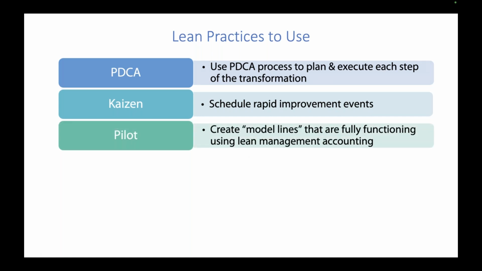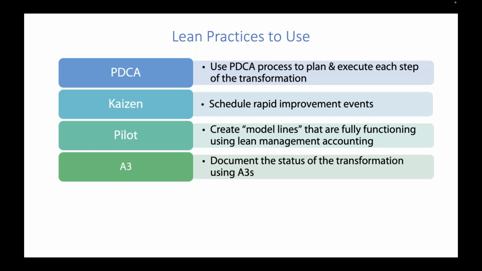Pilot. In some companies, especially lean companies like Toyota, they have the concept of the model line. And in other cases of a lean transformation, they say we're going to create a pilot cell or a pilot value stream where we're going to demonstrate how lean works. Well, use the same approach for lean management accounting. Pick a value stream or maybe a couple of value streams and put the entire system in place in terms of using it with the box score information so that people can see how it works.